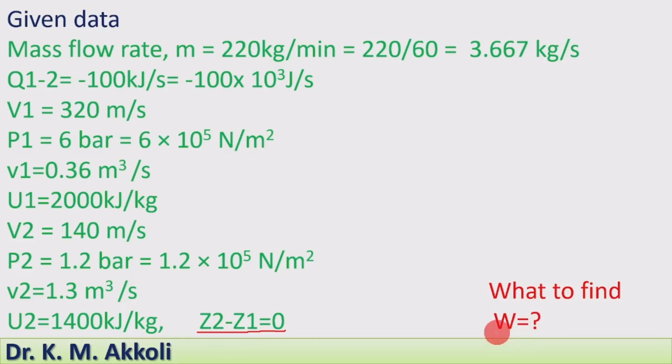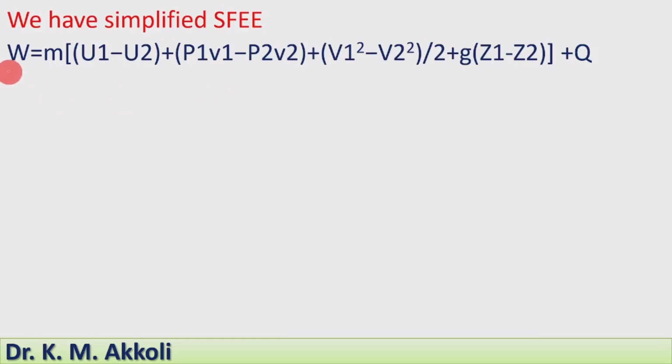Then what to find here? The work we need to find out. The power output, what is produced from this system, we need to find out. Further moving, we have the simplified steady flow energy equation, which will give the work directly. The terms which are on this side of the work will be sent to the heat side. Therefore, W equals the mass multiplied by the change in internal energy, change in flow work, change in kinetic energy, and change in potential energy, all plus the heat transfer.